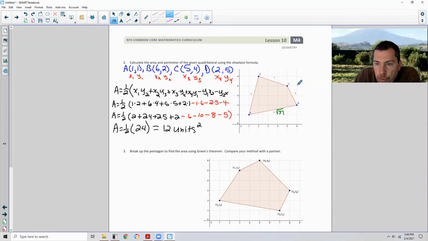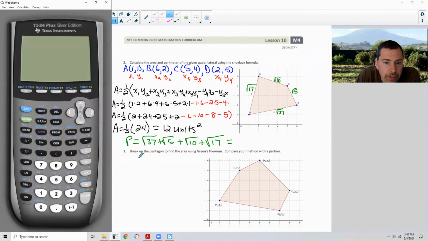2 squared, 4. 1 squared, 1. 4 plus 1 is 5. This is the square root of 5. Okay. 1 squared is 1. 3 squared is 9. 9 plus 1 is 10. This is the square root of 10. 1, 2, 3, 4 squared is 16. 1 squared is 1. 16 plus 1 is 17. This is the square root of 17. Perimeter equals the square root of 37 plus the square root of 5 plus the square root of 10 plus the square root of 17.